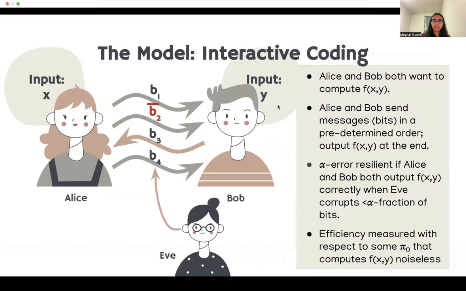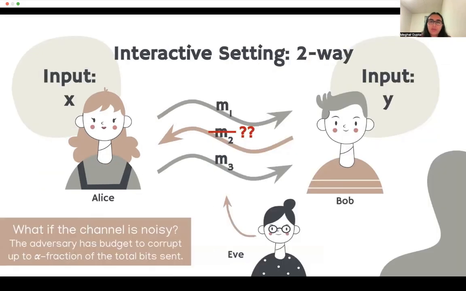So I guess the point here, in the previous slide, is that the goal is for Alice and Bob to modify their protocol such that they are resilient to this happening, so that they both successfully output f of x comma y, even if Eve is able to corrupt alpha fraction of the protocol in this way.